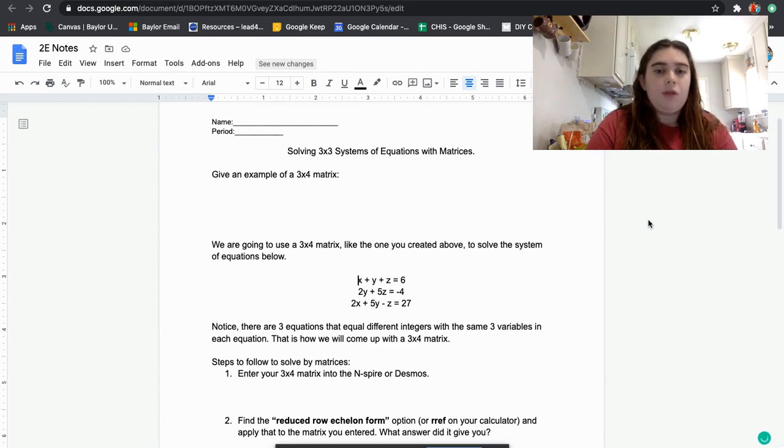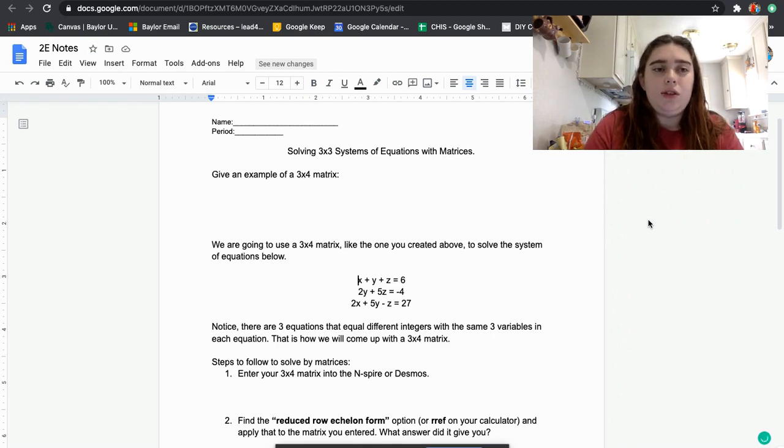And today we're going to go over our third way to solve a 3 by 3 system, which is not graphing like 2 by 2. Instead, we're going to use matrices to solve 3 by 3 systems, all right? We're mainly going to do that by putting whatever matrix we come up with into the Desmos Calculator or Inspire and doing something with it in there to figure out what our solution is, okay?